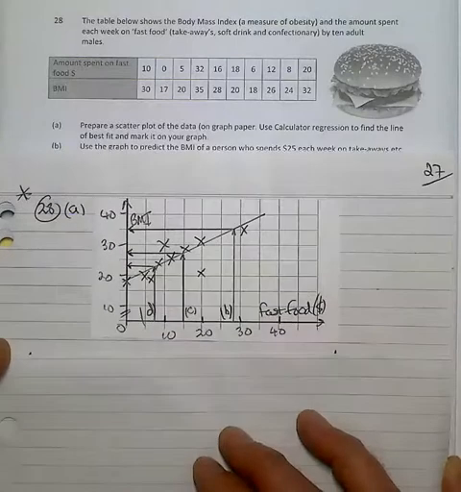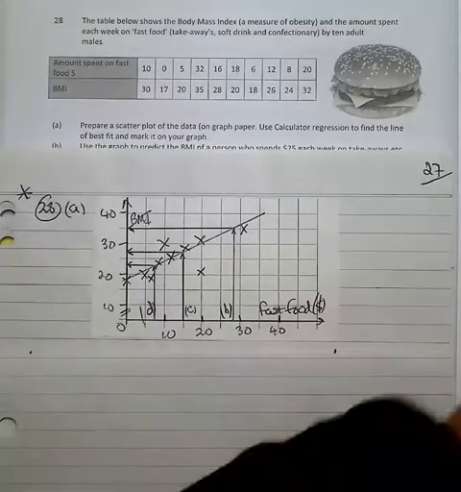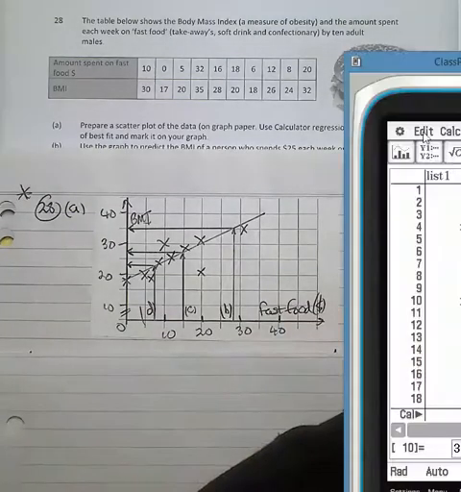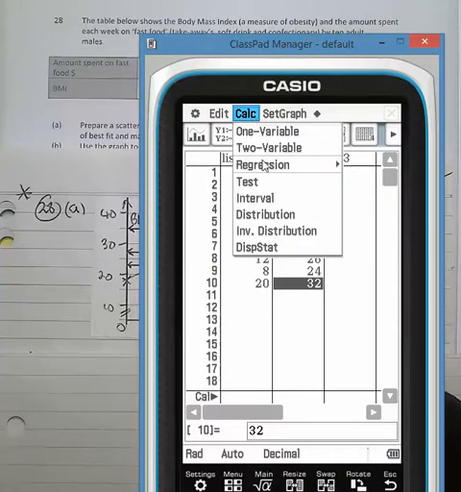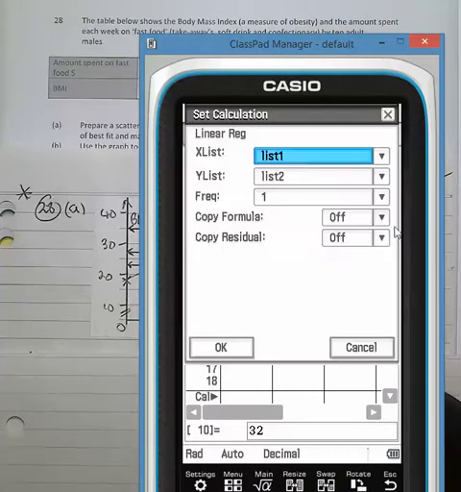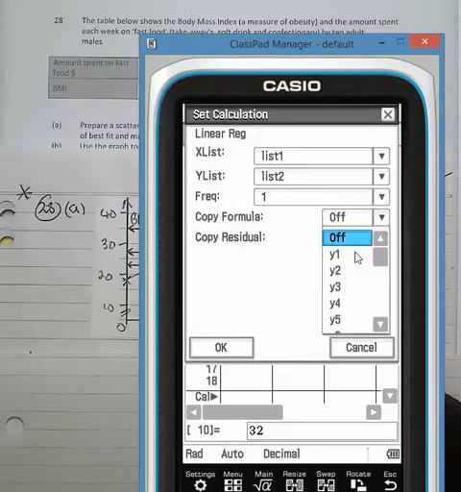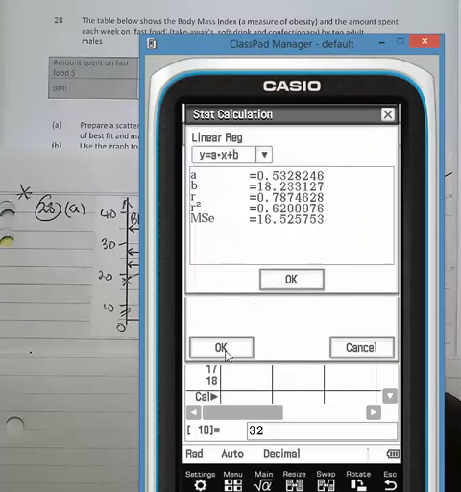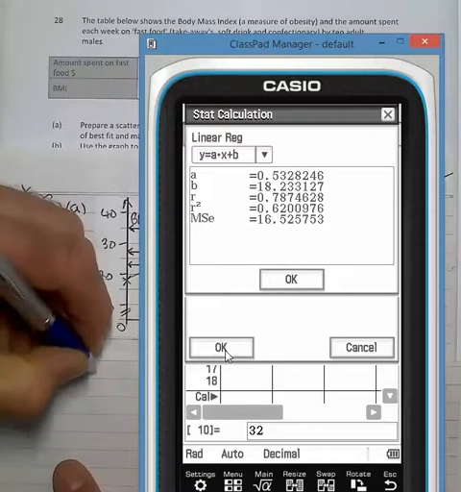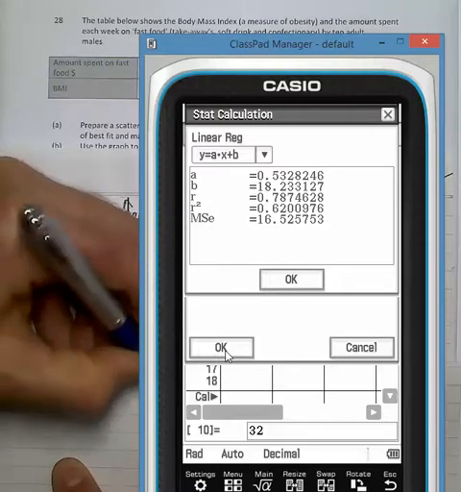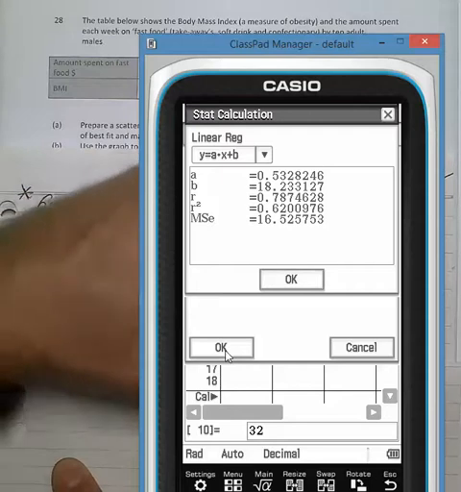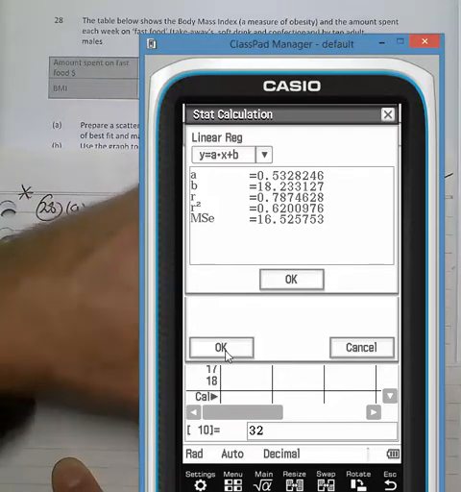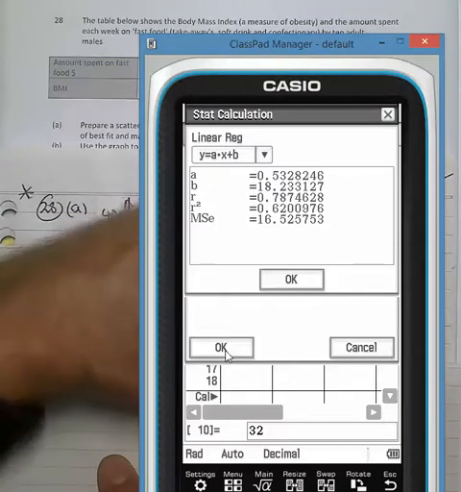I'm going to use calculator regression now to find the line of best fit. So if we do that, entering the data, calc, regression, linear regression, as I said before, copy the formula, and we end up with y is equal to 0.53x plus 18.23. I'm not certain if I need it yet, but I'll write these figures down. R squared, 0.6201.